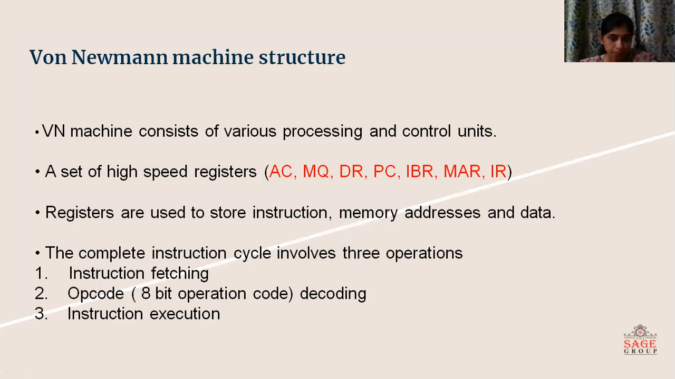In the case of the data processing unit, three registers are there: AC, MQ, and DR. And in the case of the program control unit, PC, IBR, MAR, and IR. The main function of a register is to store instructions, memory addresses, and data. The complete instruction cycle involves three operations: instruction fetching, then decoding the opcode, the 8-bit operation code, and instruction execution.